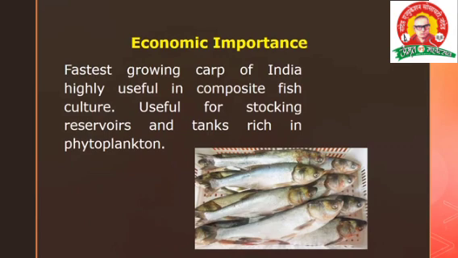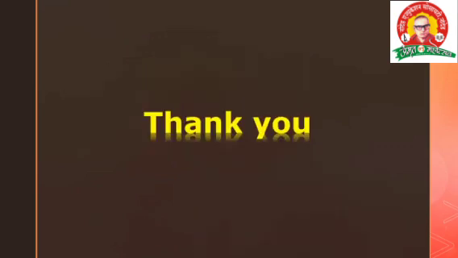The last point, that is the economic importance. It has the fastest growth rate among carps of India, highly useful in composite fish culture. It means that it can be cultured with Katla, Rohu, Mrigal. It can be cultured with Indian major carps also. Very beneficial for the purpose of culture. Useful for stocking reservoirs and tanks rich in phytoplankton, because the main food is phytoplankton. Already we saw in the food and feeding concept, the main food of silver carp is phytoplankton.